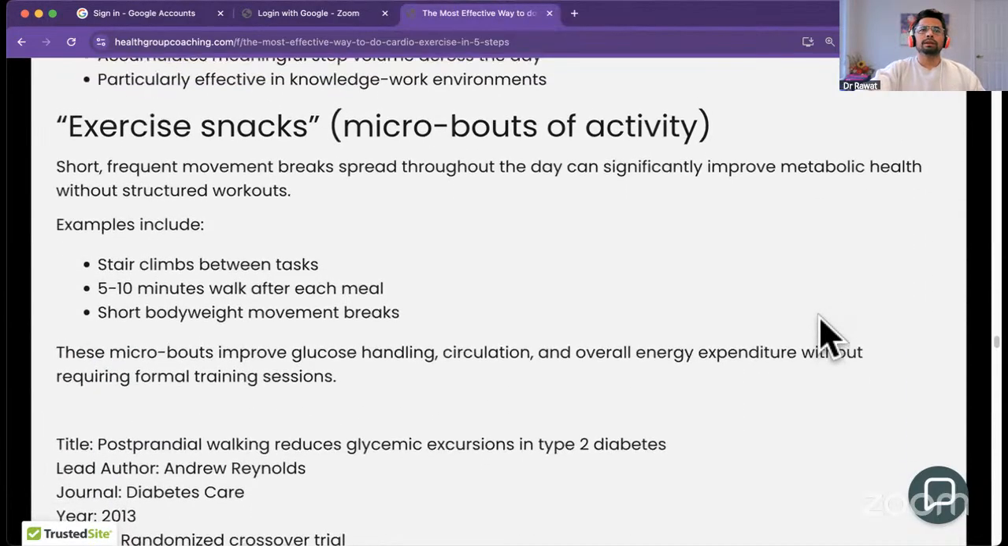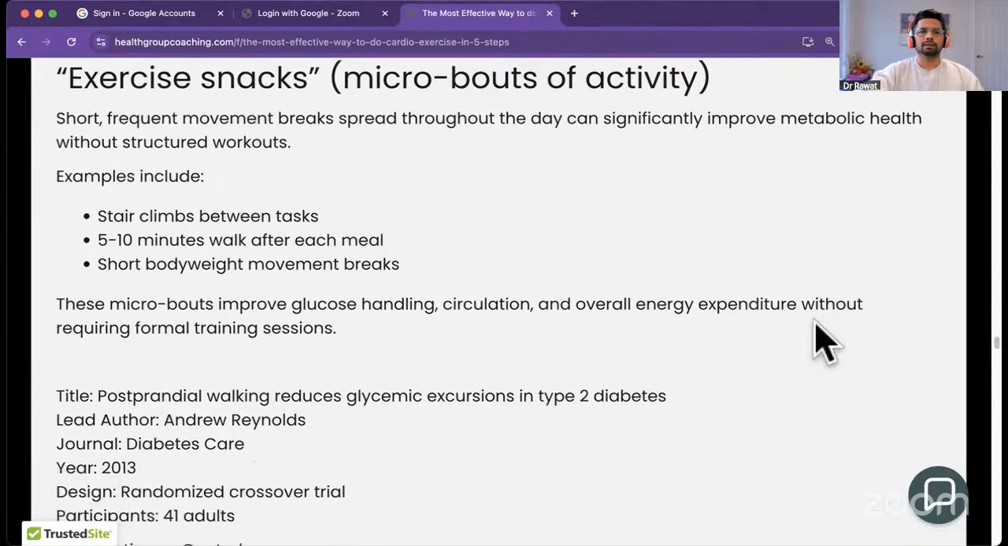Something else you can do is exercise snacks, which is micro bouts of activity. And this can be done for cardio as well. Climbing some stairs between meals, doing a bit of cardio for 10 minutes before each meal or after each meal. This can also be done in the form of exercise snacks.